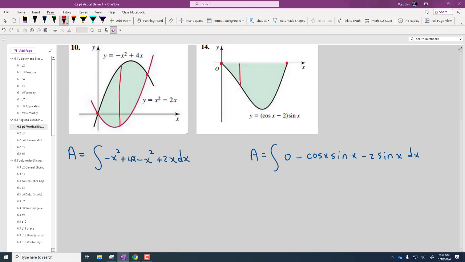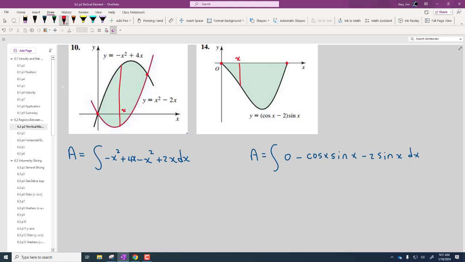element at a random x, so we can think of it as at a random x value. And then as it slides through the region, we're imagining it as a very narrow rectangle, right? And the thickness of it, the width of it's dx, and the height of it is the top function minus the bottom function. And then it's going to sweep out the whole area as it slides from left to right.